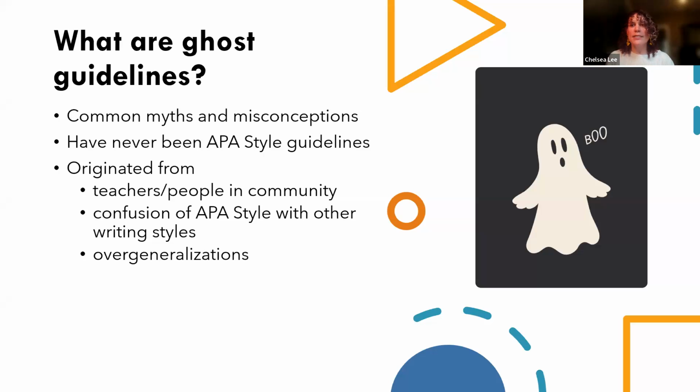Sometimes it's that teachers or people in the community have their own guidelines, which is fine, but then people think that those are official APA guidelines. And that can get murky when they contradict each other. If you have two people saying, do it this way, and these people over here say, do it this way, and those contradict, that can be a frustrating experience when in fact, both of those statements were coming from people that weren't us. Additionally, there can be confusion coming from people confusing APA style with other writing styles.